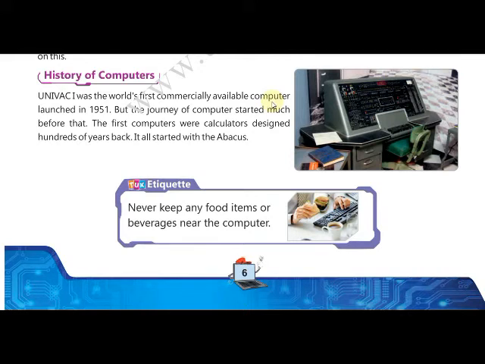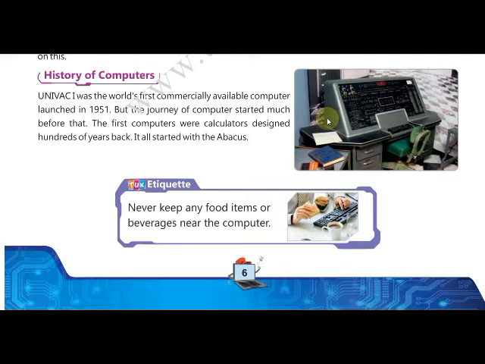So let's see the history of computers. Here you can see an example of the first generation computer, and it was UNIVAC 1. There's one more example. What is that? It's UNIVAC. The full form of UNIVAC is Universal Automatic Computer. It was the first electronic computer which was commercially available for scientists and engineers to do calculations. And it was launched in the year 1951.